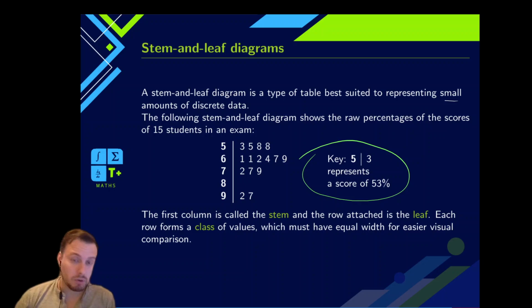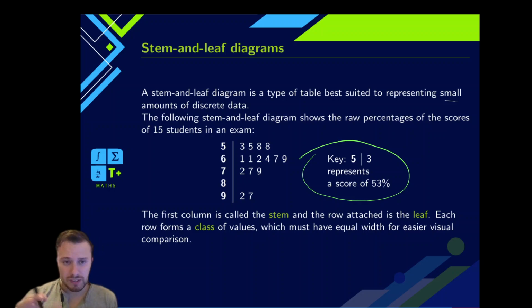So in this case, for example, we are saying that this 5|3 represents a score of 53%. So that is how we're going to understand the diagram. Observe that we are told here that the first column is called the stem. This is why we give it the name. And then we have each row attached to be the leaf. And we also call these rows classes of value.